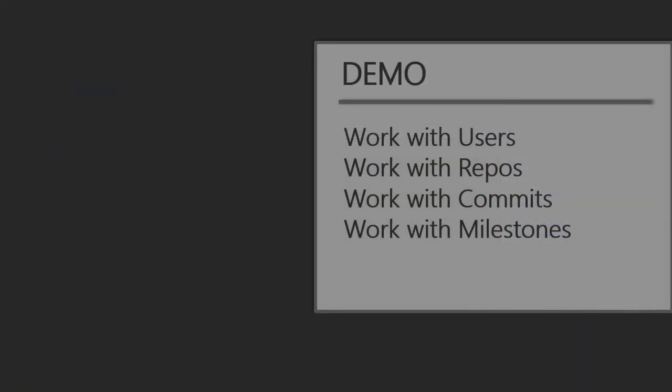Okay, for this demo, I'm going to show how you can work with the user objects with the GitHub REST API, how to work with the repos that a user may own, work with commits, and work with milestones and releases.